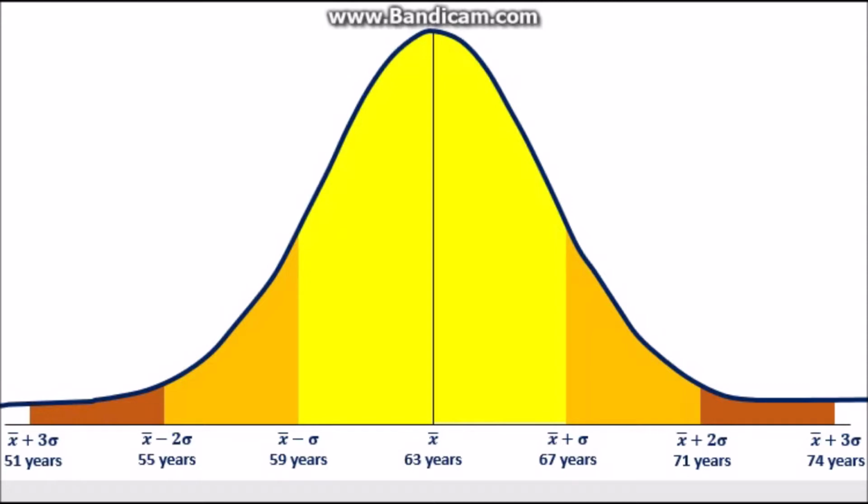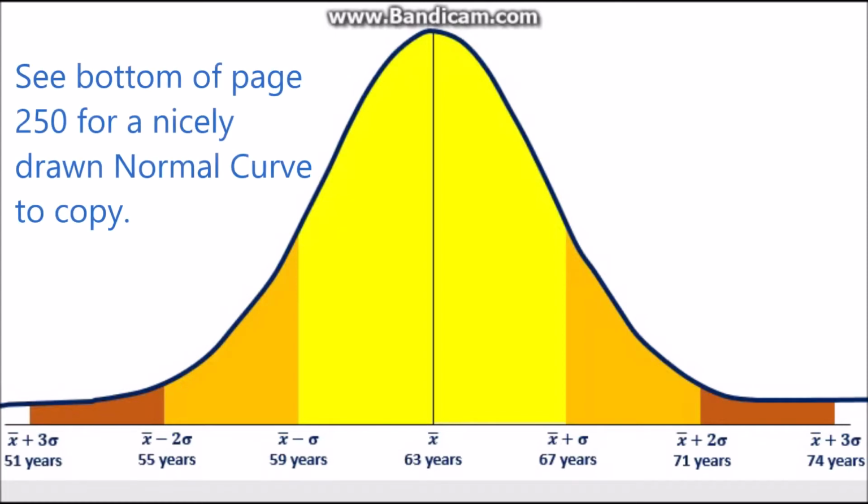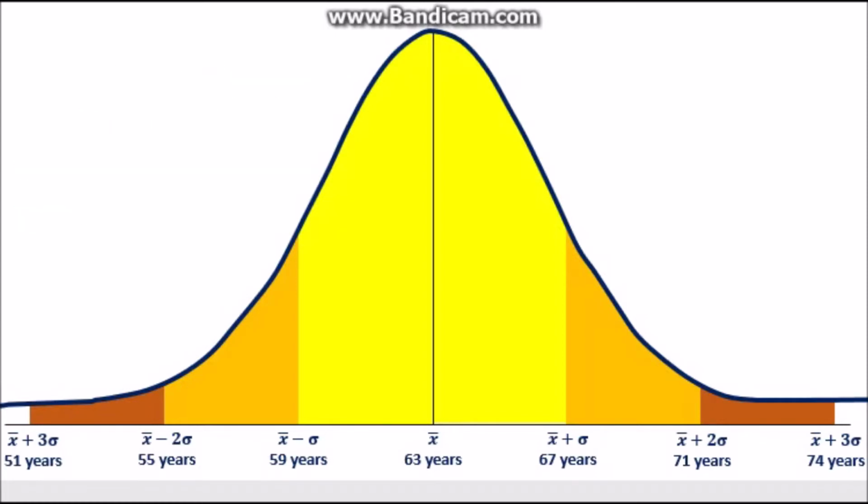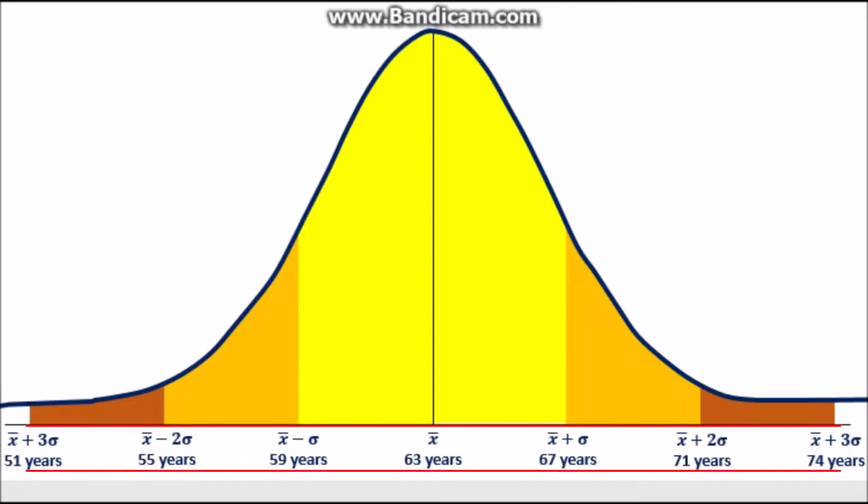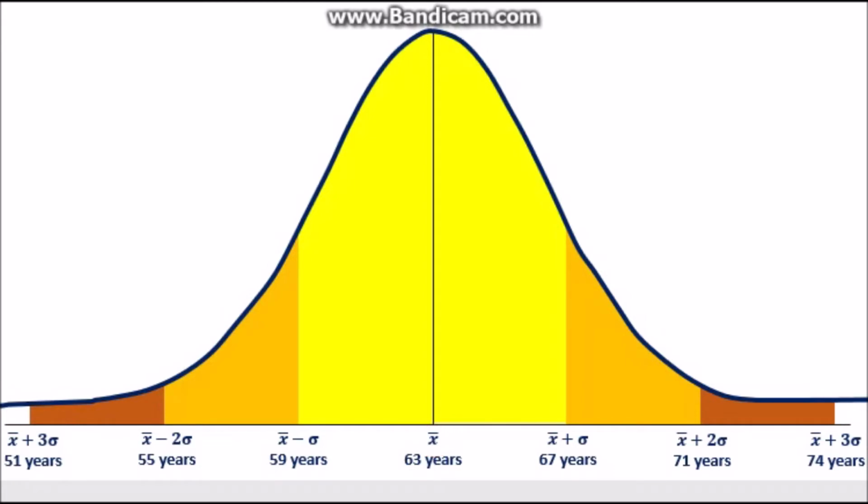To start off, we've got a picture of our normal curve. There's a really good example on the bottom of page 250 if you don't have it already. But once you draw it out, you need to label the x-axis. So the x-axis is on the bottom. The middle of your graph should be your x-bar, or your mean. In this case, it's 63 years.